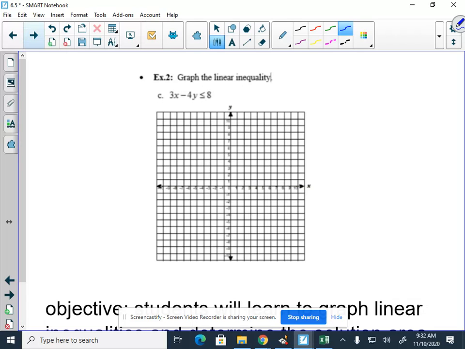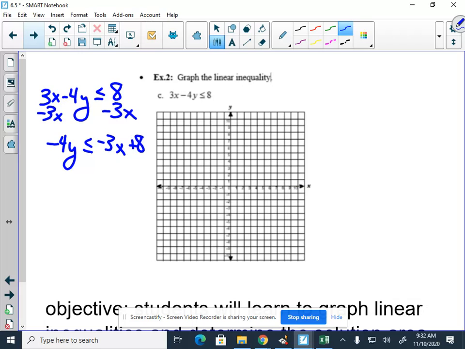All right, the next one to graph. We're going to, again, solve for Y because it's much easier if we solve for Y. So we have 3x minus 4y is less than or equal to 8. We'll subtract 3x. We get negative 4y is less than or equal to negative 3x plus 8. Divide by negative 4.